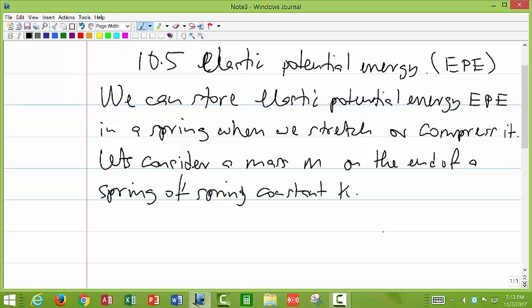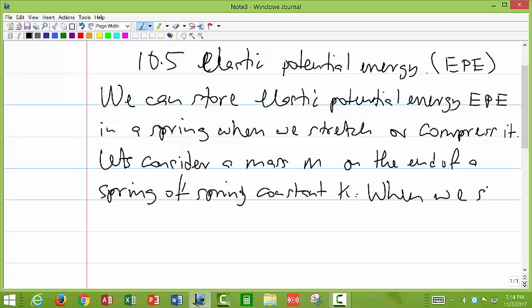When we release it, all that elastic potential energy is going to be converted into kinetic energy of the mass as it slides along on the surface. And so we can calculate, for example, the change in speed. It has an initial speed and a final speed at different points in its motion, and that will correspond to different amounts of potential energy stored in the spring. Okay, so we consider a mass m at the end of a spring of spring constant k.